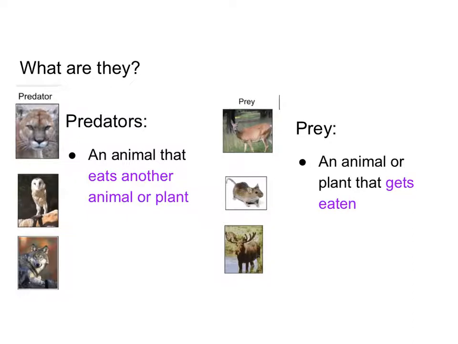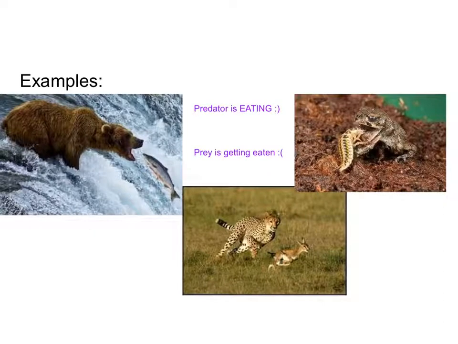Anyways, prey are getting eaten by their predators. So here are some examples of predator and prey. In each picture, you'll notice that the predator is eating. The prey is the animal that's getting eaten. So some characteristics for our predators might be that they're bigger or they're faster than the prey. And that's what allows them to eat the other organism. And that's what makes them effective predators or really good predators.